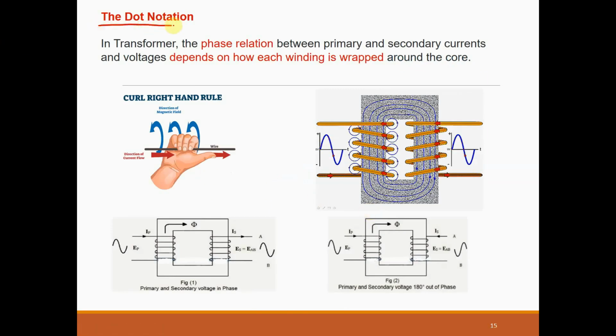Now let us discuss the dot notation, right? So we all know the right-hand rule: if this is the current direction, the magnetic flux is in this direction. So look at this figure here, right? This is the voltage, positive voltage. Look at this dot. Okay, if I'm going during the positive cycle, and this is the current direction, the magnetic flux is counterclockwise, right?